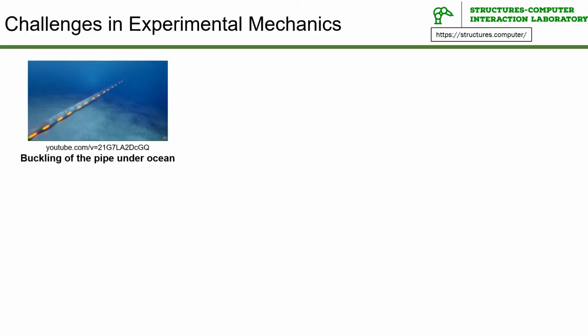Now we see the buckling process of a pipe in the ocean. Under some specific boundary conditions, the pipe will have a large deformation in a relatively short time, and the pipe's functionality will be influenced a lot. Therefore, buckling analysis is always significant in mechanical design.